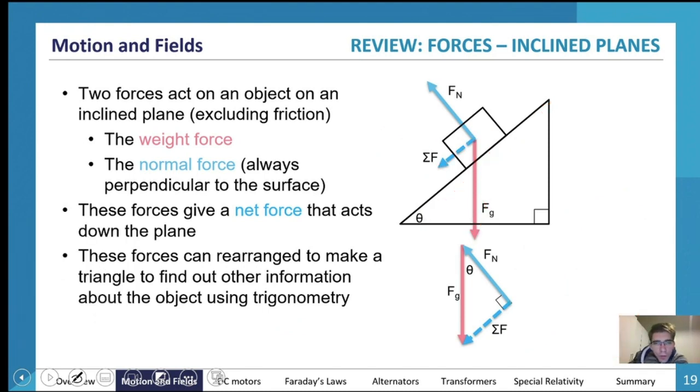So be very careful when Vika asks you to draw forces. Be very careful if it is an inclined plane it is talking about or a banked track.